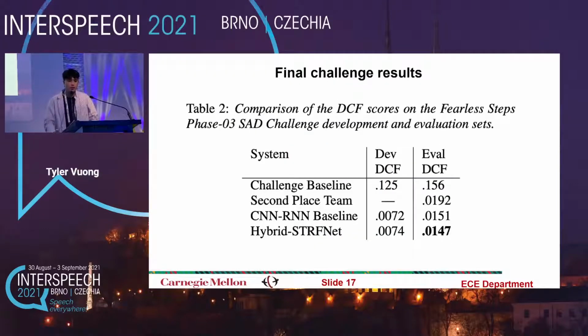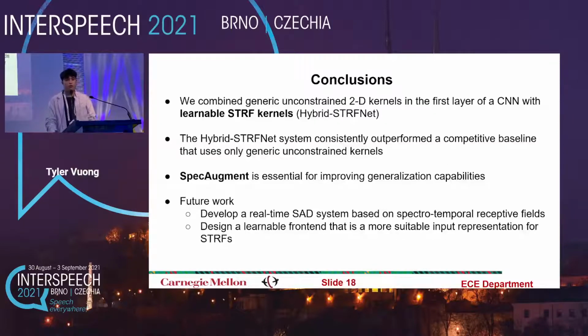And here are the final challenge results. As you see, our baseline system outperformed the second place team as well as the challenge baseline. So it actually made it kind of hard, because when you have a baseline that's already won, it's hard to beat. But we found that our hybrid STRFnet gives very modest improvements over our baseline. But as shown in the previous slides, once you evaluate on even more unseen noise types, then you see this performance gap with the STRF kernels. The only difference between our baseline and the STRF is the first layer, and the number of kernels is always the same.